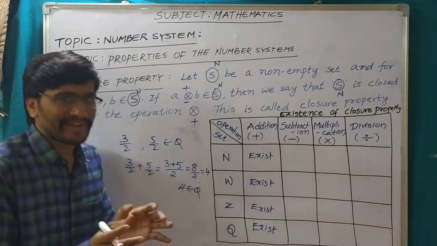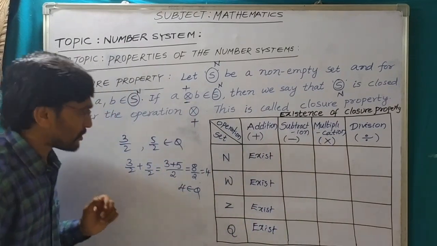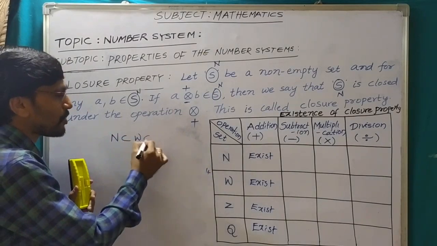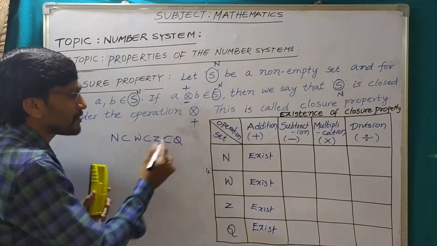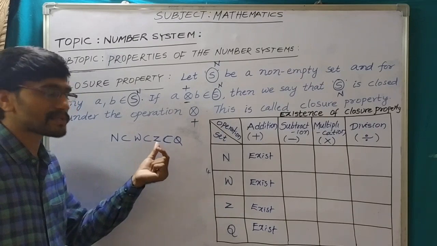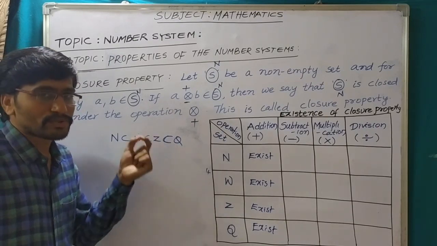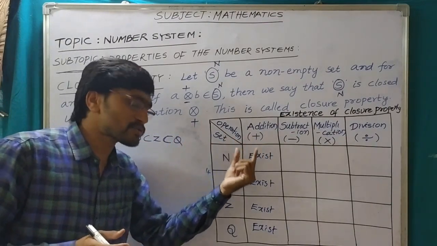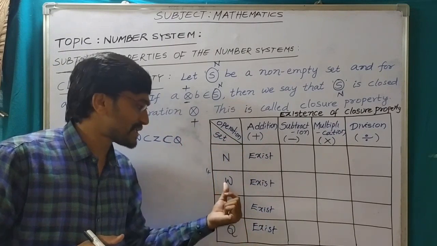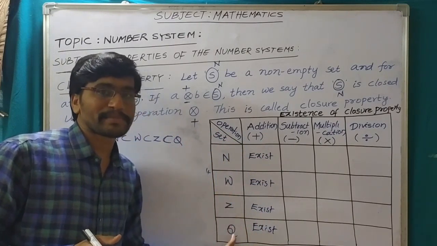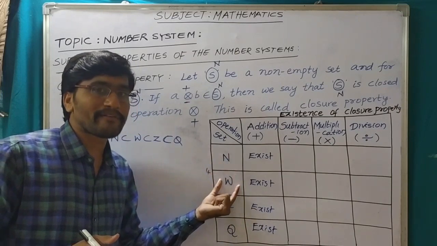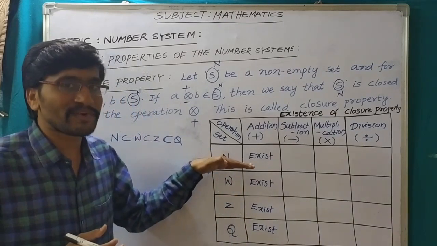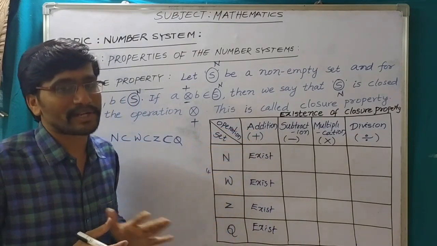Under addition, we can say simply that all natural numbers are whole numbers, all whole numbers are integers, and all integers are rational numbers. Natural numbers are a subset of whole numbers, which are a subset of integers, which are a subset of rational numbers. So if the closure property exists for natural numbers under addition, then it also exists for the remaining sets of numbers. That means it exists for whole numbers, integers and rational numbers, because every natural number is a whole number, every whole number is an integer, and every integer is a rational number.